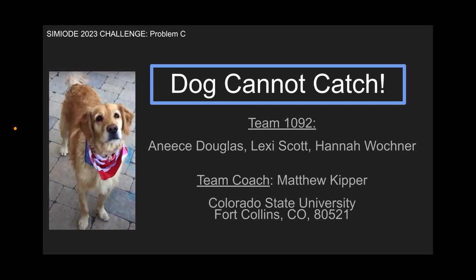This is Team 1092 with group members Aneece Douglas, Lexi Scott, and Hannah Wochner. Our team coach is Dr. Matthew Kipper, and we are associated with Colorado State University in Fort Collins.